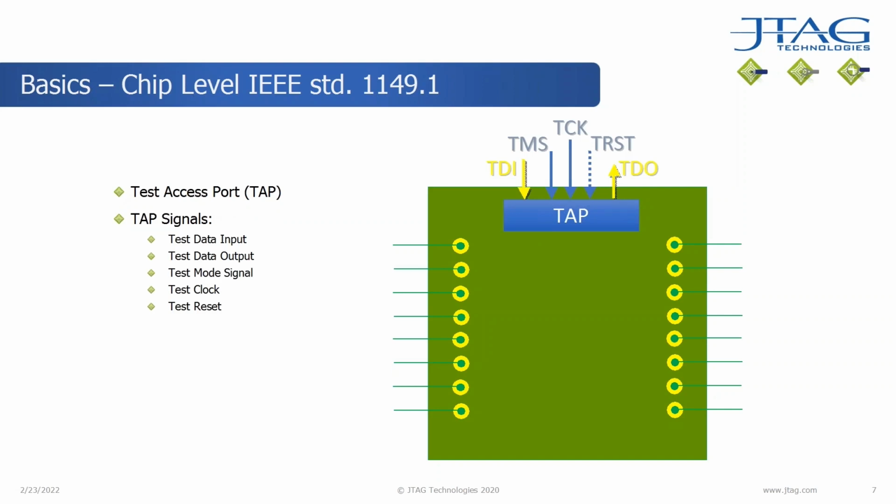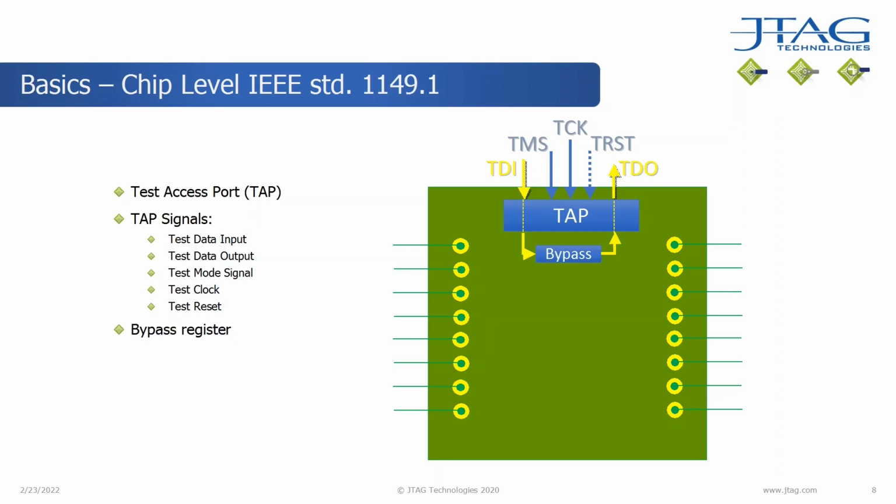Now, to control the test access port, you have a number of signals, and these are as follows: test data in, test data out, test mode select, test clock, and optionally a test logic reset line. So you may see test logic reset, you may not. There is another method of resetting the test logic, so it's not always evident on all boundary scan compliant parts.